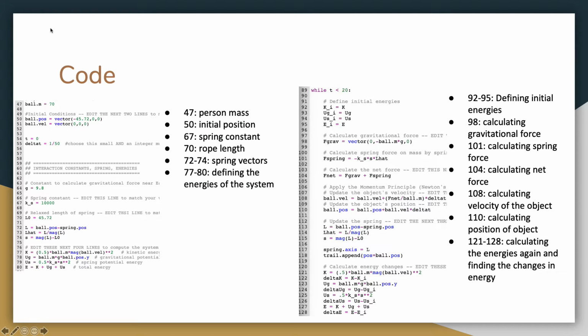From this information, we create the GlowScript model. On the left side is basically just updating and defining. Line 47 is the person's mass, 50 the initial position, 67 the spring constant, 70 the length of the rope, 72 to 74 the vectors that define the spring force, and 77 through 80 defining the energies of the system. On the other side, in lines 92 through 95, we define the initial energies. 98 calculates the gravitational force, 101 calculates the spring force, 104 the net force, 108 the velocity of the object, 110 the position, and 121 through 128 updates the energies and calculates the change in energy.